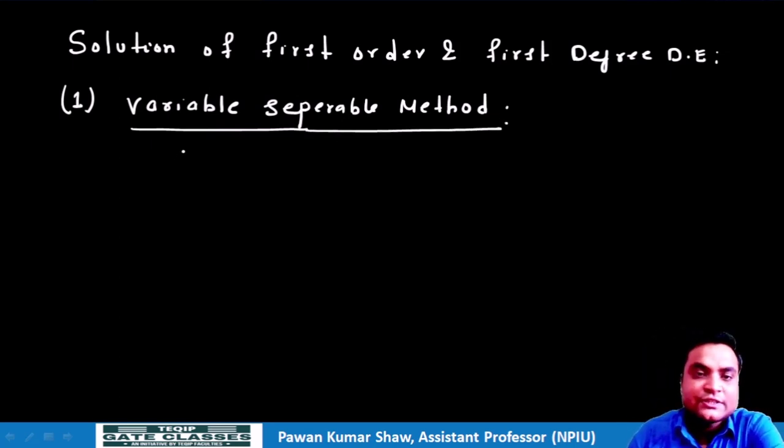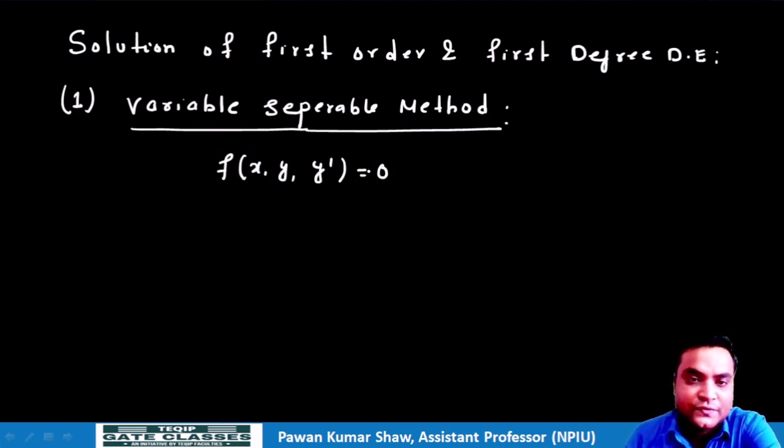We know that the general form of a first order differential equation is f of x, y, y dash equal to 0. This is a first order differential equation where there is a relation between x and y, and also the first derivative term is involved. This equation may be linear or non-linear. So this is our general form of first order.